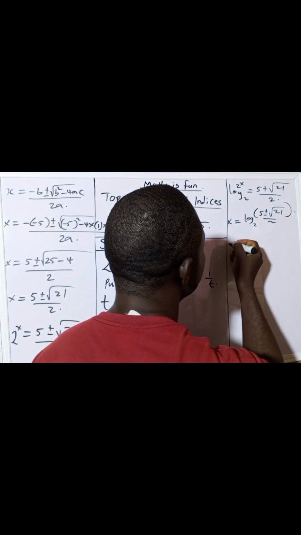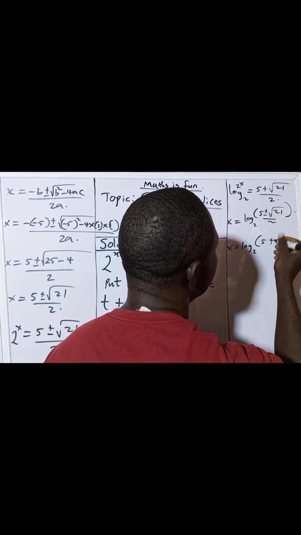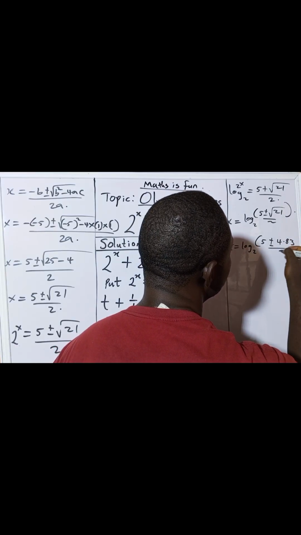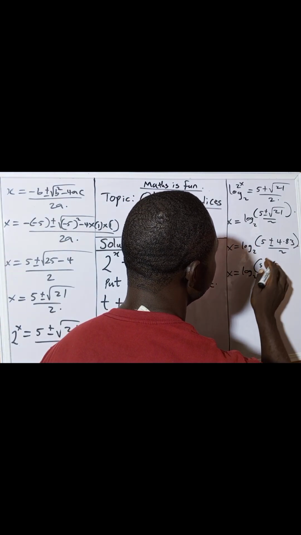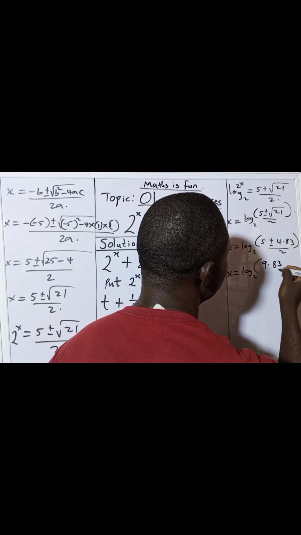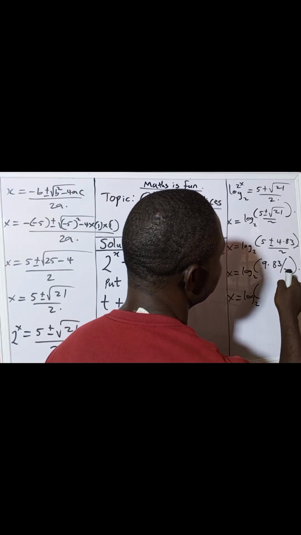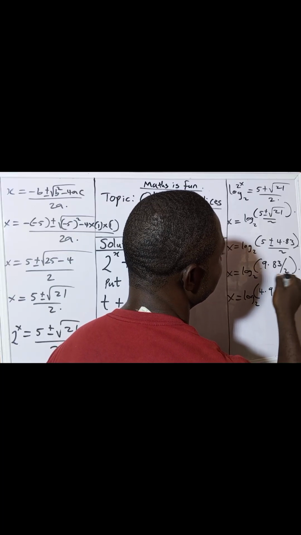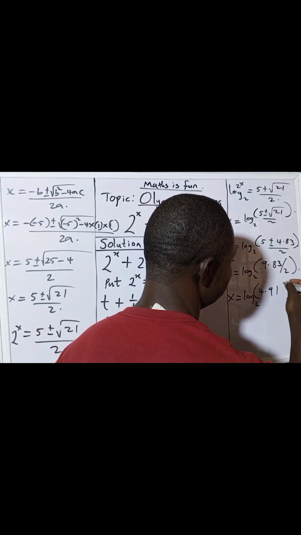Though this is supposed to be the final answer, you can still simplify it more than that. So you now have x is equal to log base 2 of 5 plus or minus square root of 21, which is 4.58, all divided by 2. So that is log base 2 of 9.58 divided by 2, which gives log base 2 of 4.79, and that's what you shall have.